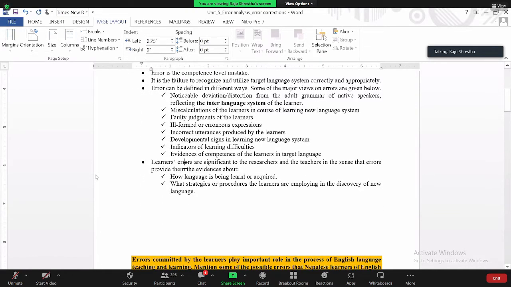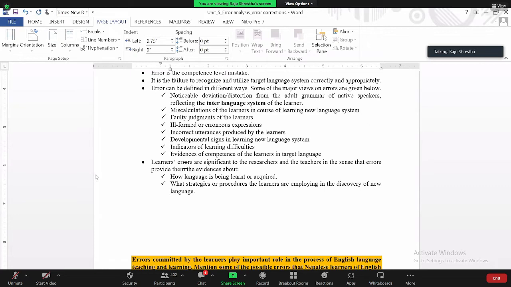So learners' errors are significant to the teacher, the researchers, even learners. You see errors are important because some of the things are mentioned, like how language is learned and what strategies learners are using in course of learning language, that will be visible.